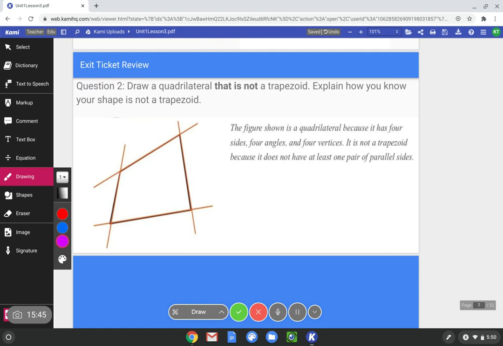This is another form of a kite. You can see because it's 1, 2, 3, 4. I'm sorry, I did not mean to say kite. I meant to say quadrilateral. This is another form of a quadrilateral. But it is not a trapezoid because look, no parallel lines.